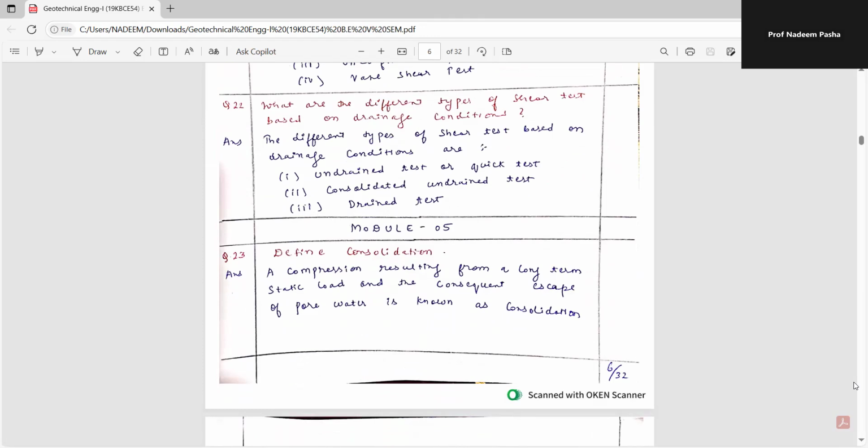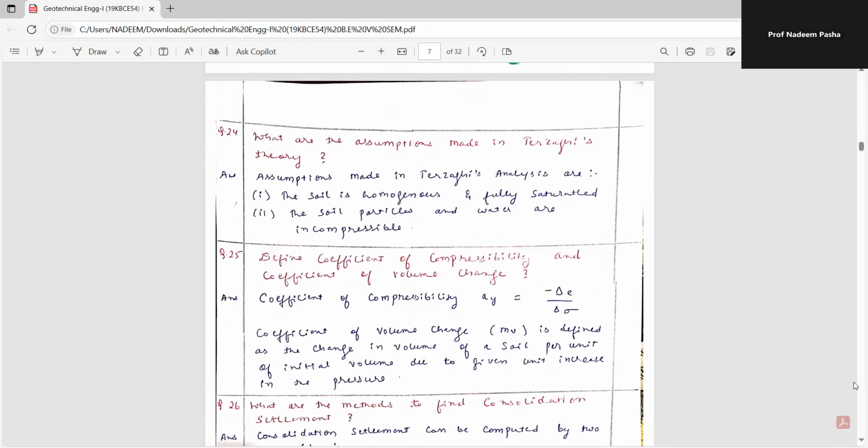Next, what do you mean by consolidation? The compression resulting from a long-term static load and the consequent escape of pore water is known as consolidation. So how are we defining consolidation? Compression resulting from long-term static load and the consequent escape of pore water is known as consolidation.